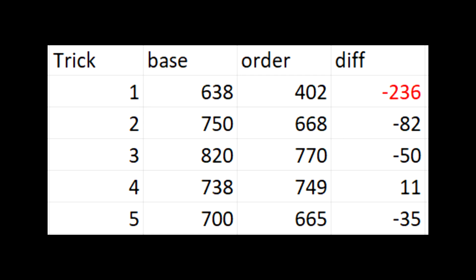So the base column here represents how many of the 1,000 hands we won a given trick. So we won the first trick 638 out of 1,000 times. But when I gave the 9 to the opponent on my left, we only won 402 out of 1,000. You can see the same information for tricks 2 through 5. We typically won a little less often in each case, except for trick 4, oddly. But you can see trick 1 is the one with the biggest difference.